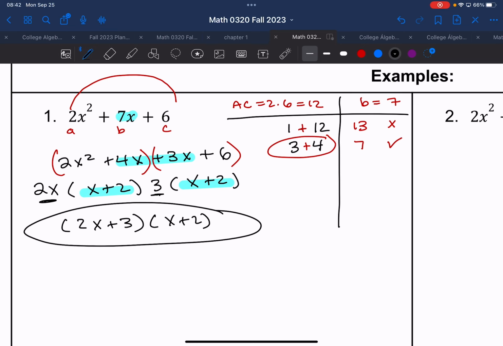So this is a lot fewer steps than doing that trial and error method, that guess and check. That's why everyone prefers factor by grouping.